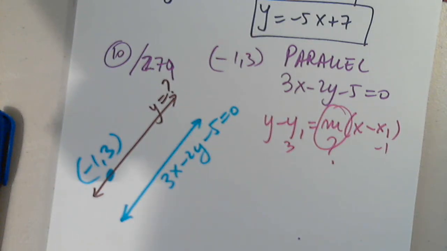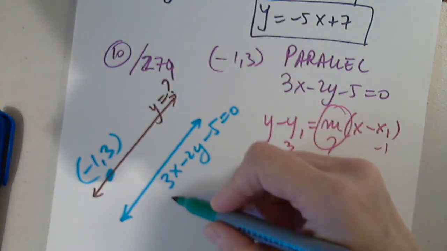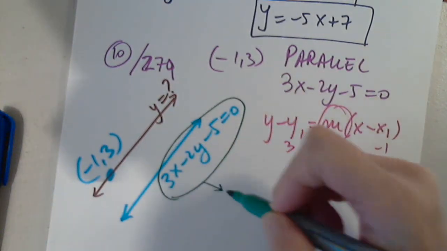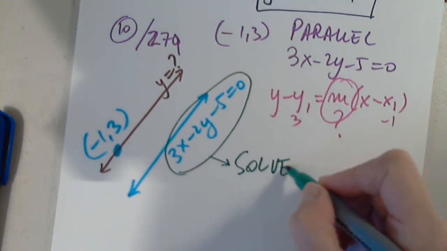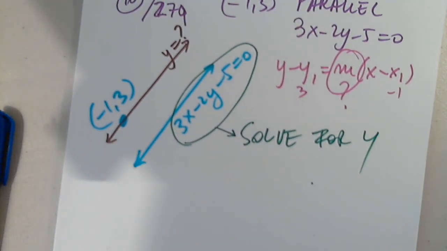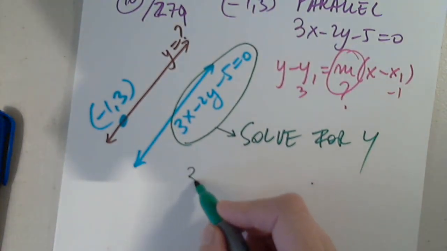You would solve, or find the x, y intercepts. Yes. So I have to solve for y. Solve for y. So let's solve for y.